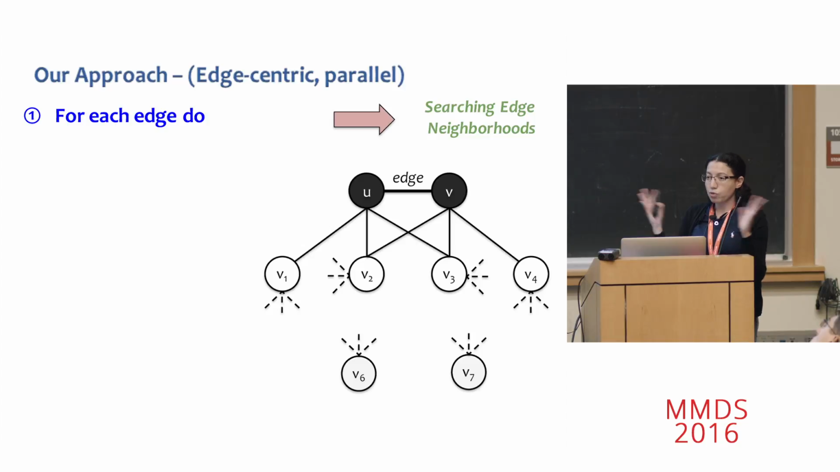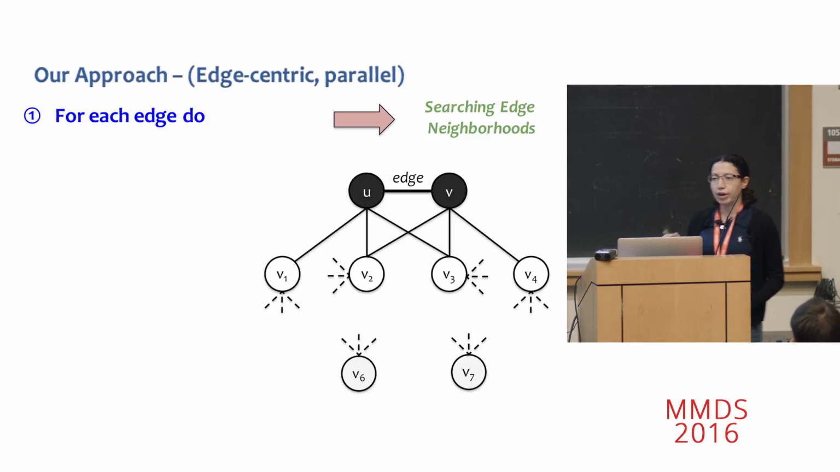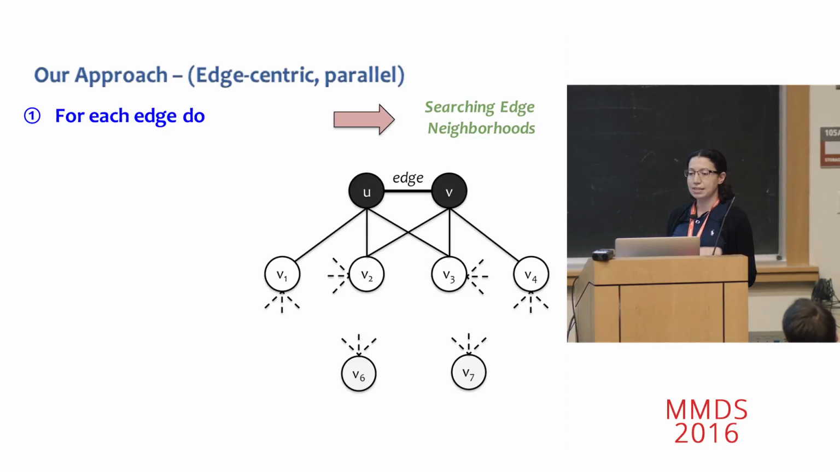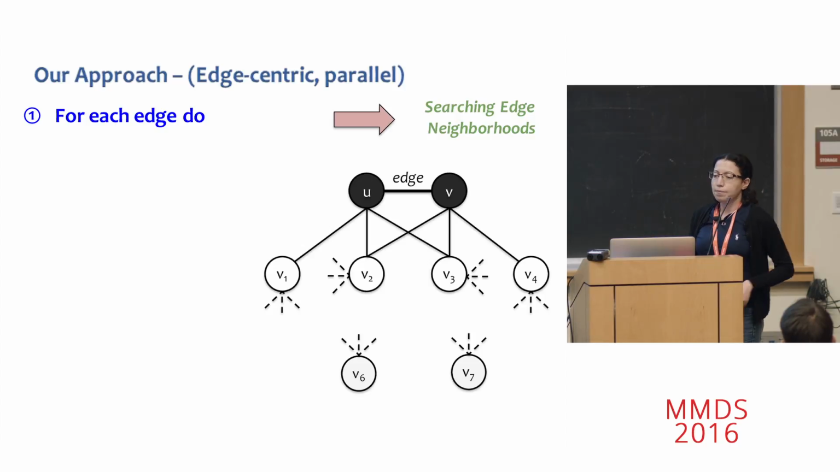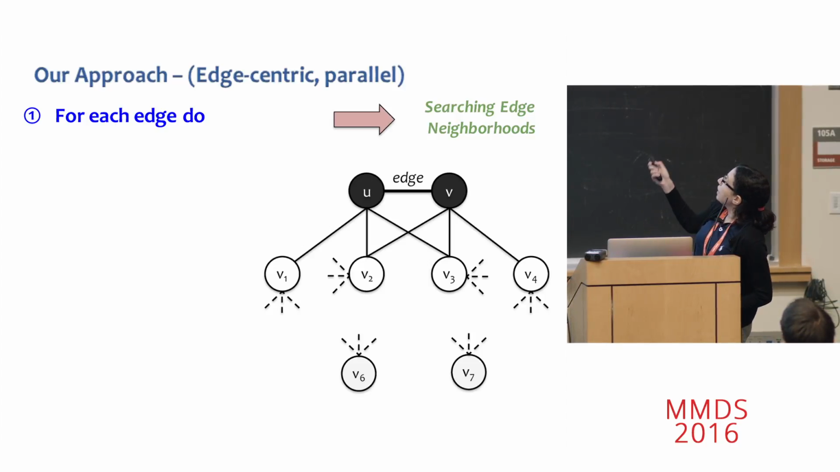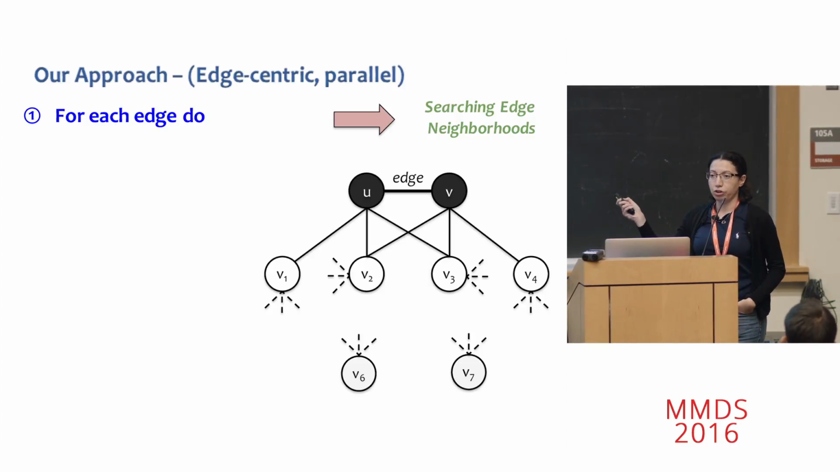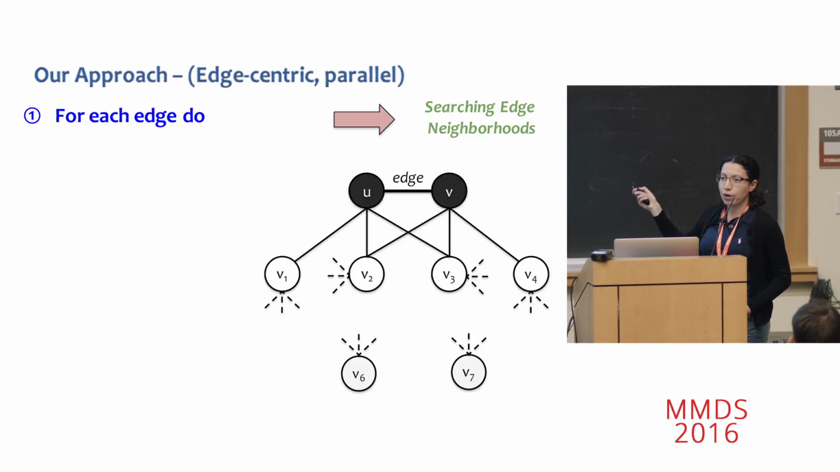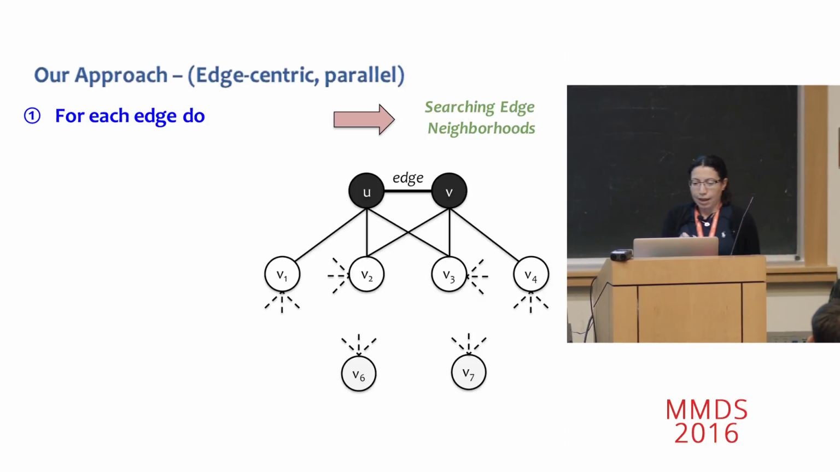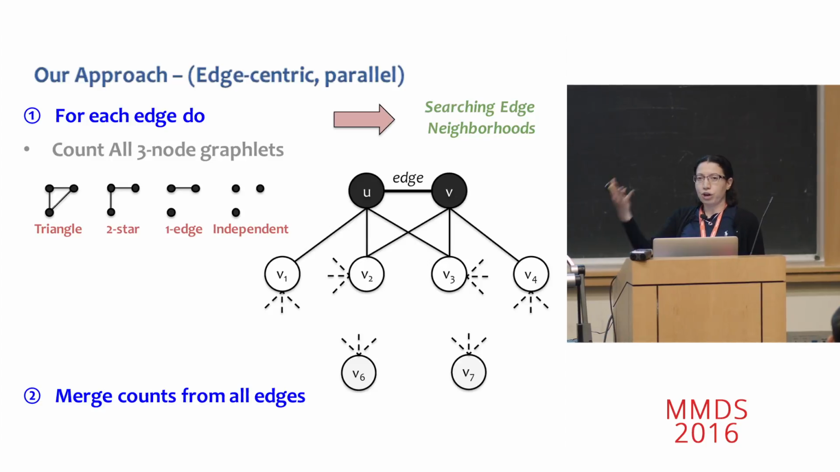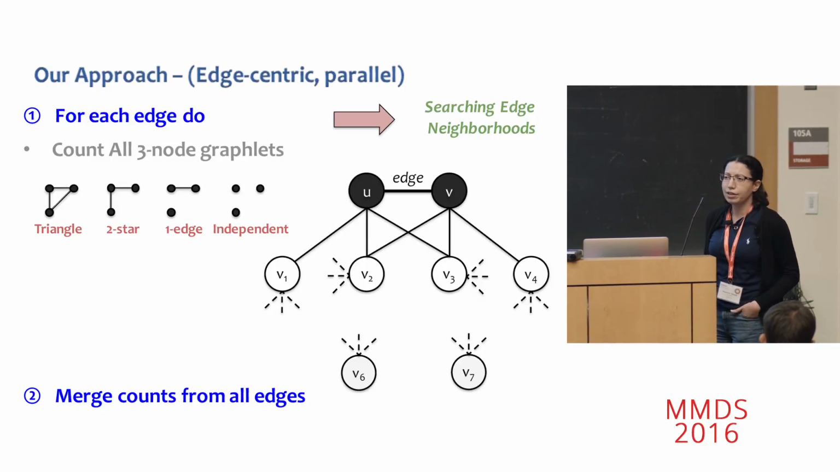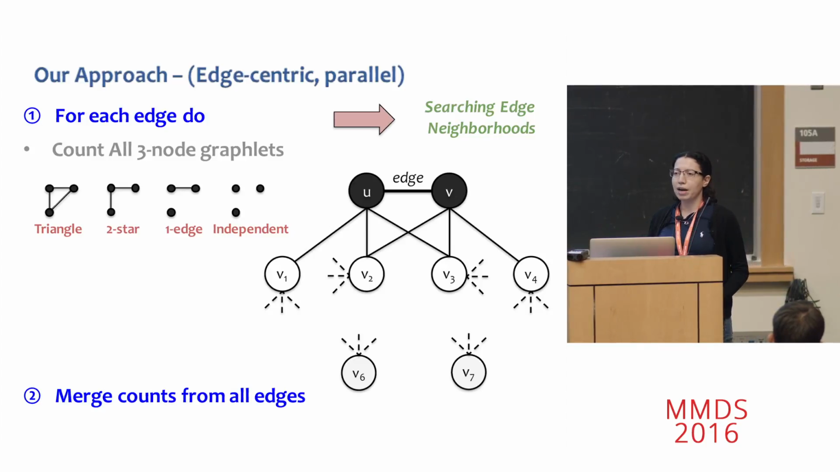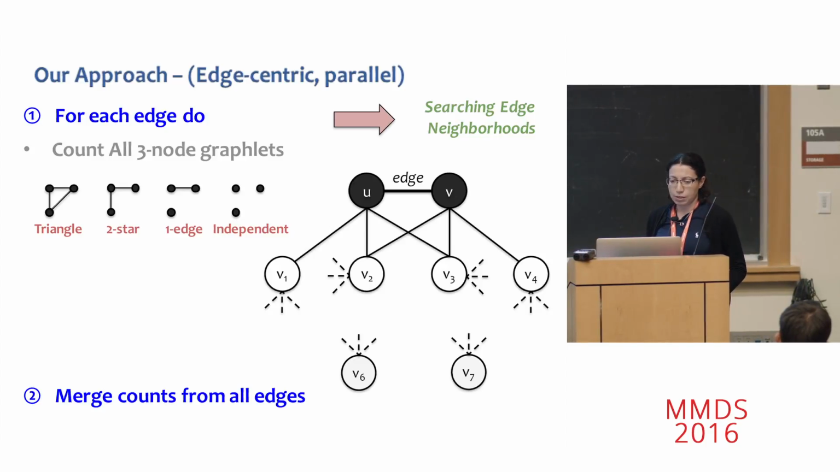To give you a sense of how the approach works: the first thing we do is provide an approach that's edge-centric, which means that you work on every particular edge independently. We search the edge neighborhood, the one-hop-away edge neighborhood, and we do that for every edge. We count certain graphlets, and then we merge the counts from all edges. So very obviously, this can be parallelized in a very easy way.